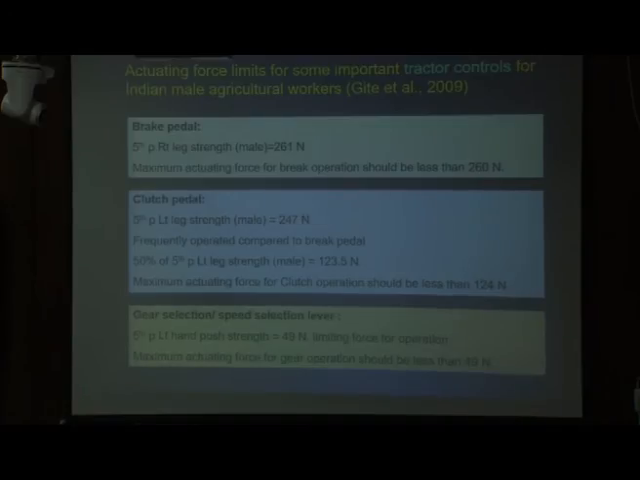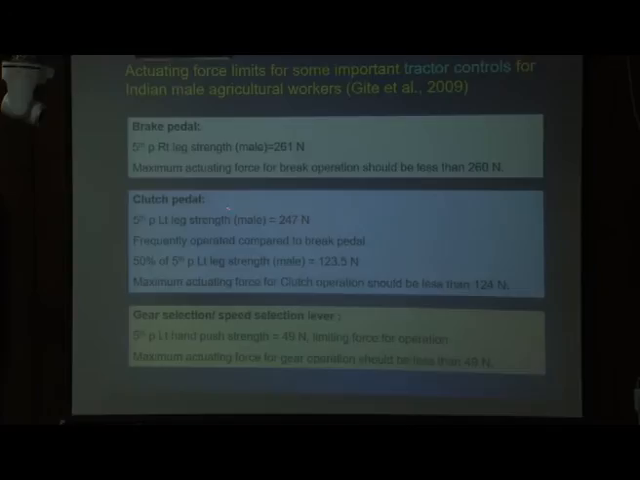If it is less than 260 Newton, then what will happen? With just minimum force, unintentional brake will be pressed. So its minimum value should be 260 Newton. Obviously, all others whose force capability is more than that will be able to use the brake pedal, because their right leg strength is more than this 5th percentile value. So 95% of the male agricultural worker population, whose right leg strength is more than this 261 Newton, all of them will be able to operate the brake pedal.